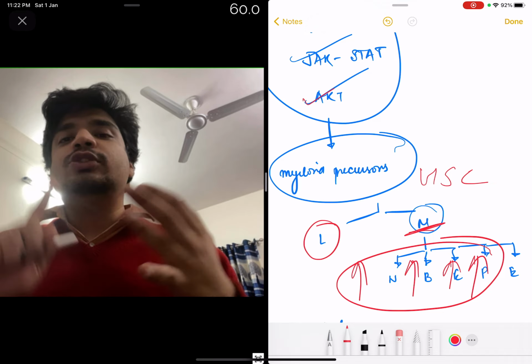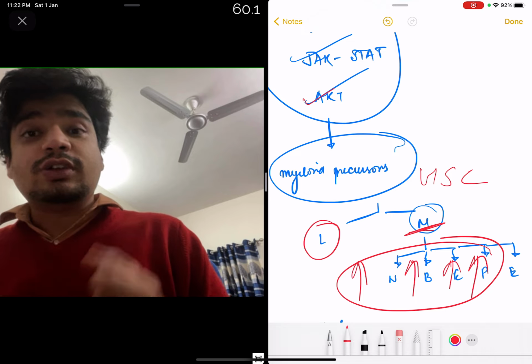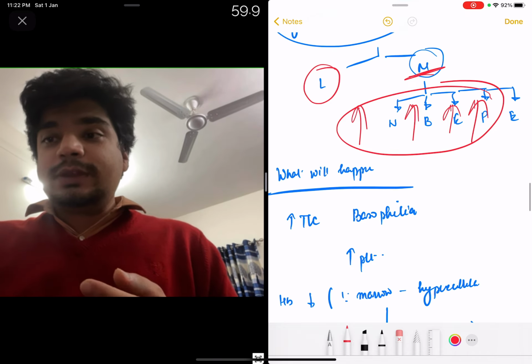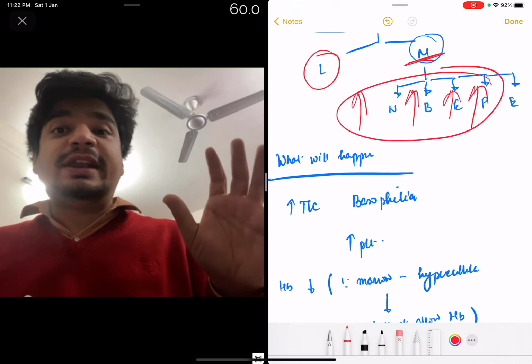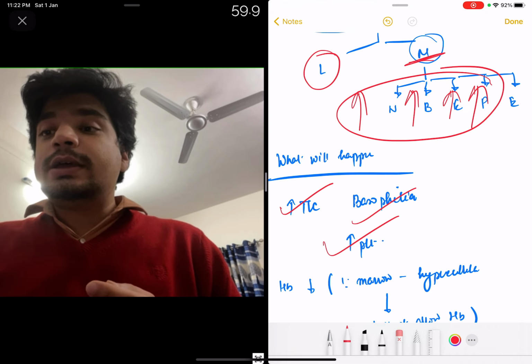Your neutrophils will increase, your eosinophils will increase, your basophils will increase. That's why CML is considered an important cause of basophilia and eosinophilia, along with thrombocytosis. So what will happen when you do a peripheral blood smear and when you do a CBC, your TLC would have increased, basophilia will be there, platelet will be there.